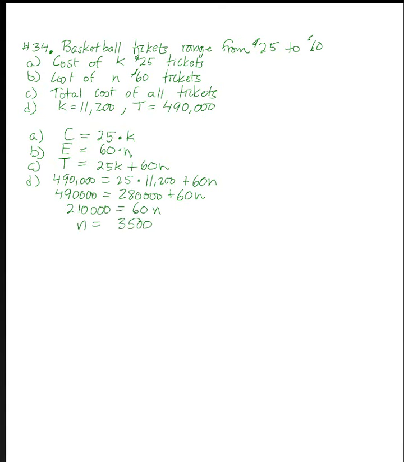Well, what does that tell me? The T was 490,000. That tells me I had total sales of $490,000 for the basketball tickets, and I sold 11,200 $25 tickets. N equals 3,500. This is the number of $60 tickets. Okay, so that's what all that tells me.